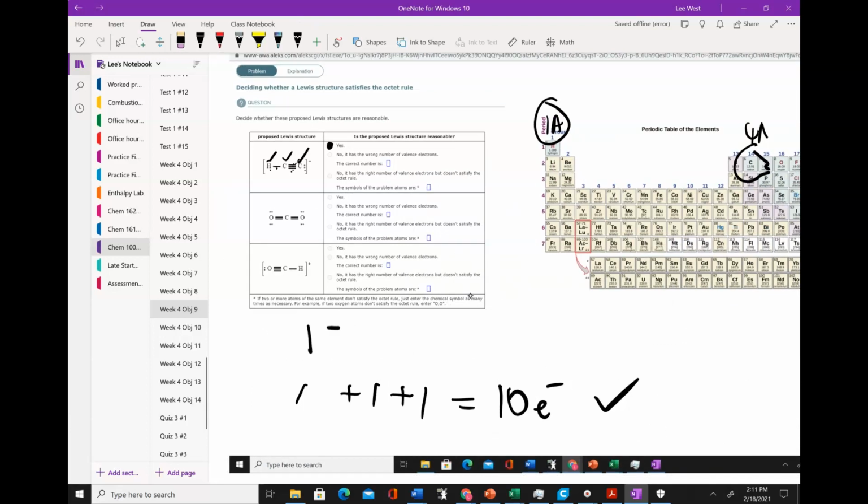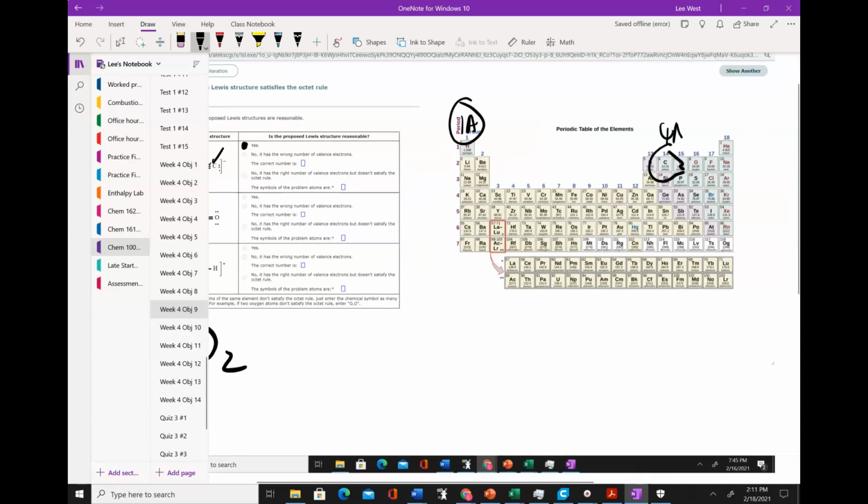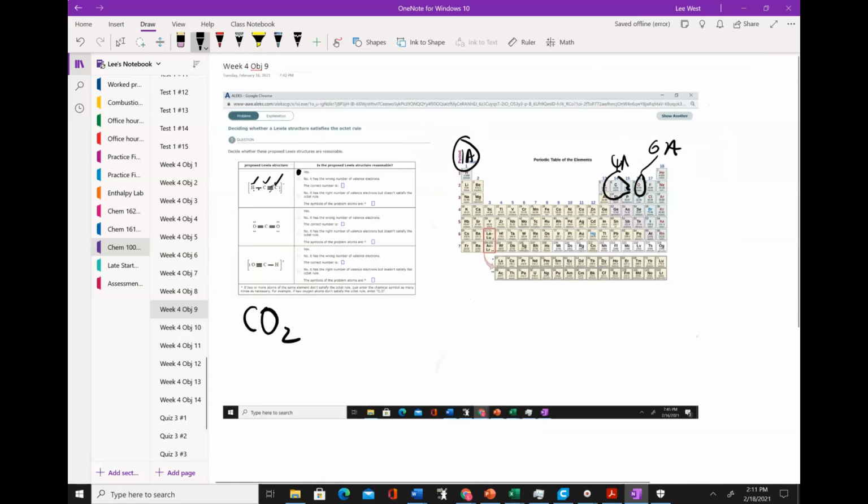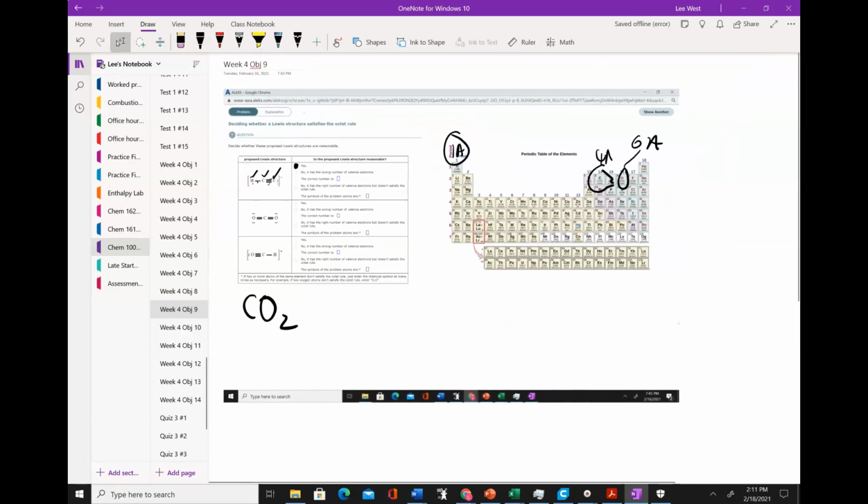So first thing we're going to do for the next one, find its formula, count up its valence electrons, and then compare that to the Lewis structure. So the formula here is CO2, and oxygen is in group 6A, so each oxygen atom will contribute 6 valence electrons. So we get 4 for the carbon, and then 2 times 6 for the oxygen. So 4 plus 12, 16 electrons.